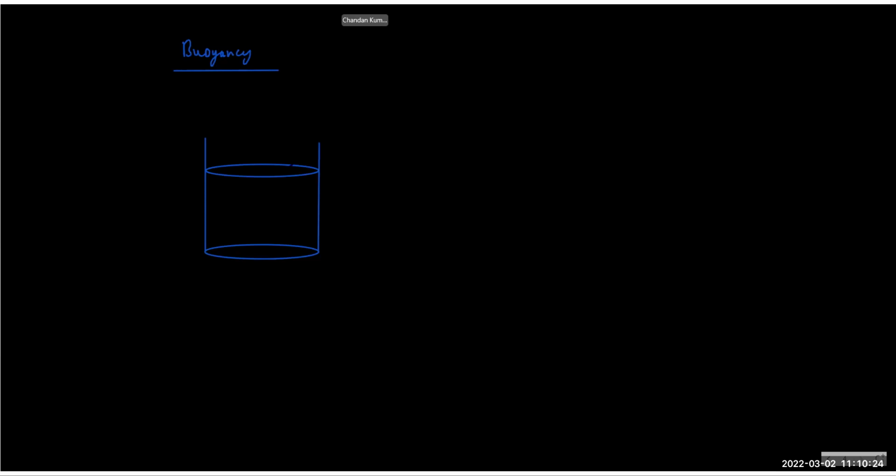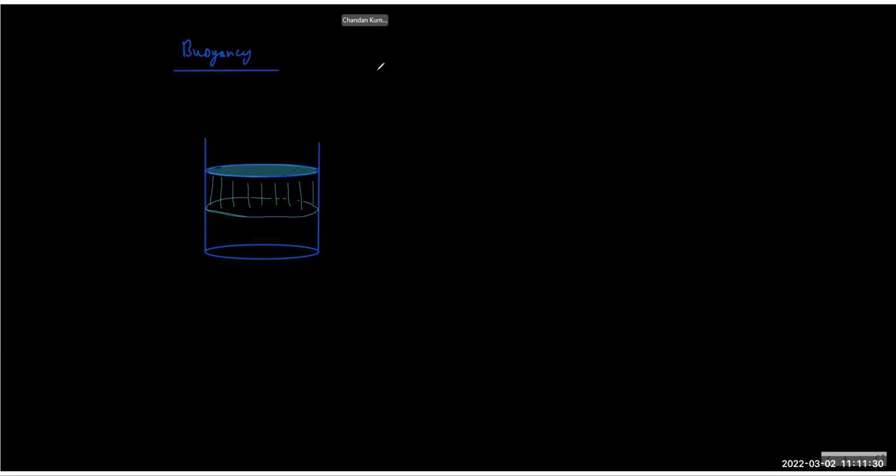So imagine we have a liquid here. Imagine a layer somewhere here. You can see there is some water above this layer, correct? And some water is below this layer. I hope I'm audible to you guys. Am I audible?